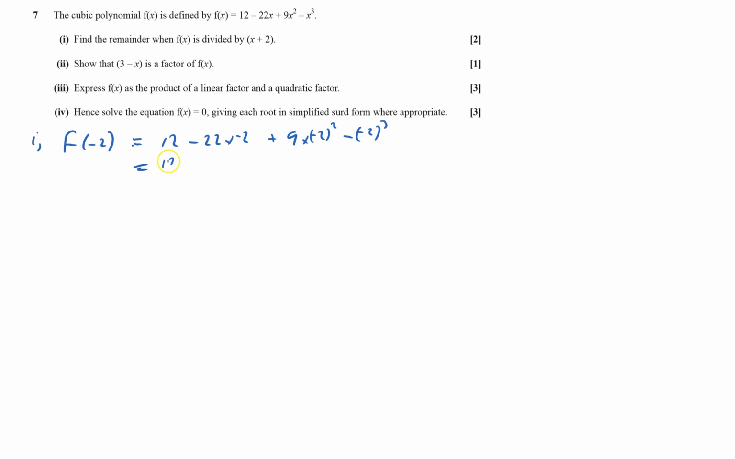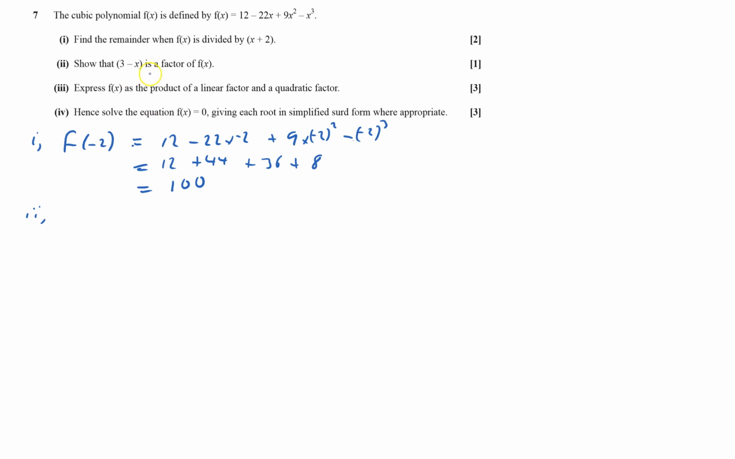I'll just actually end up doing 12 plus 44, etc. And then that'll be plus 36, 4 times 9. And this is going to be negative 8, so it'll be minus 8. So it'll be plus 8. And that comes to 80, as 100. Part 2, that's quite a big remainder.